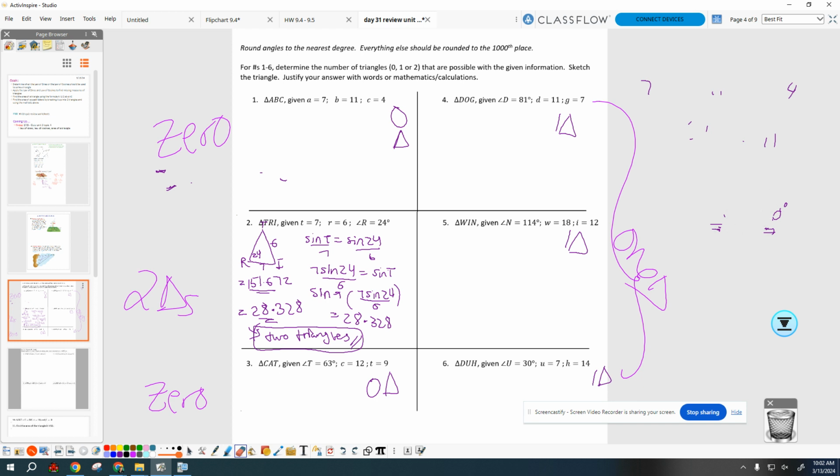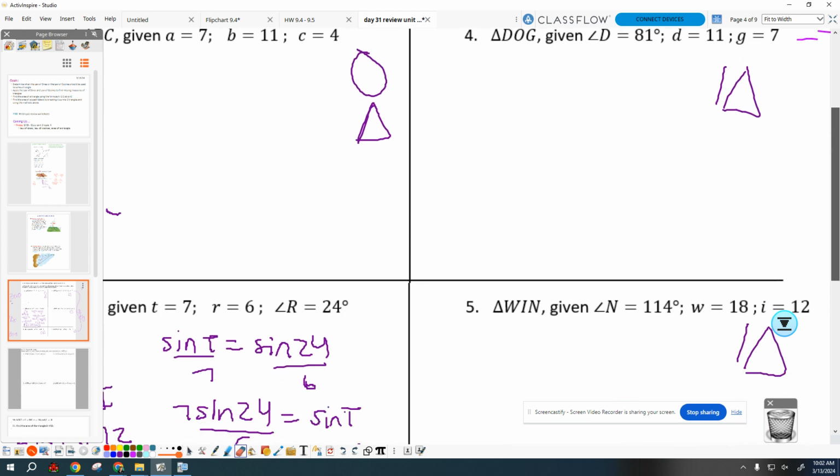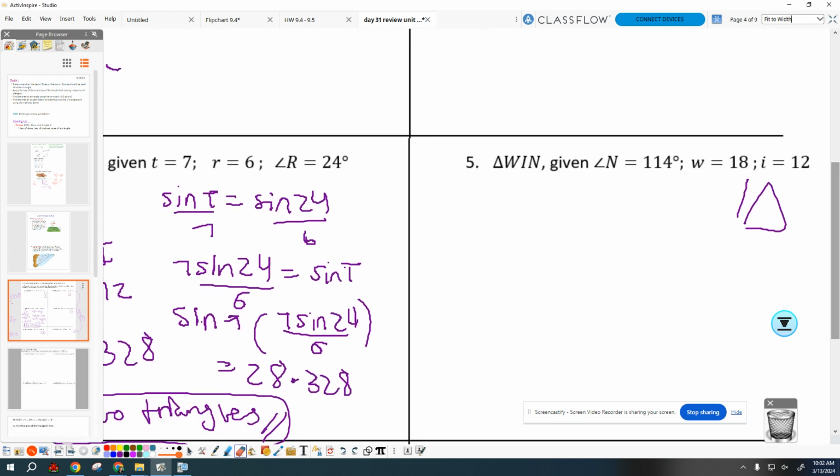Okay, for number 5, we did 12 plus 18 squared, sine 1/4, and keep going in the calculator, now minus 1.1. First of all, can you have two bigger than 90-degree angles in one triangle? No. So this is not going to make 2 triangles. It might not even make 1. This is 114, cosine, and the side across from angle W is 18, the side across from angle I is 12.